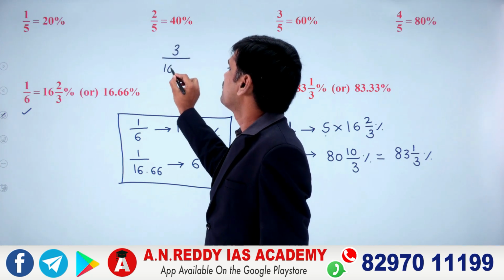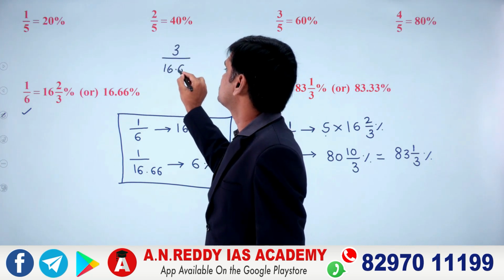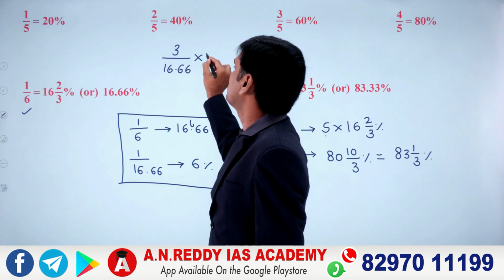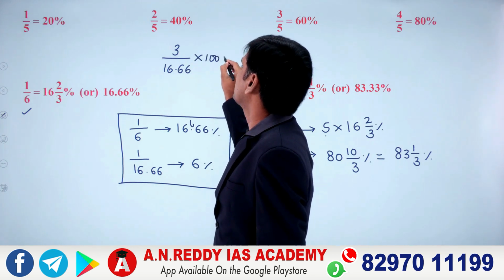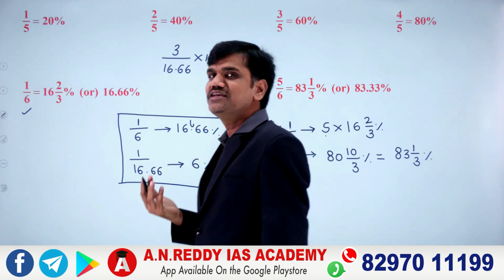3 by 16.66 into 100 is what you need to find. Let us say in one calculation, how can you manage that?